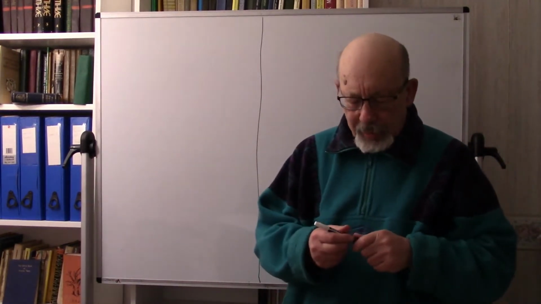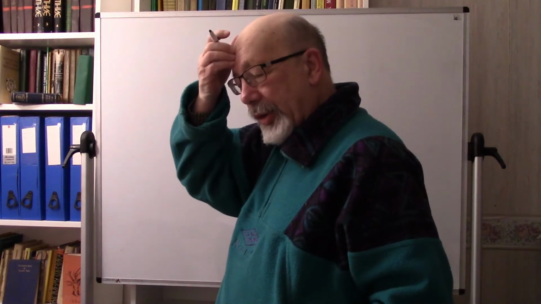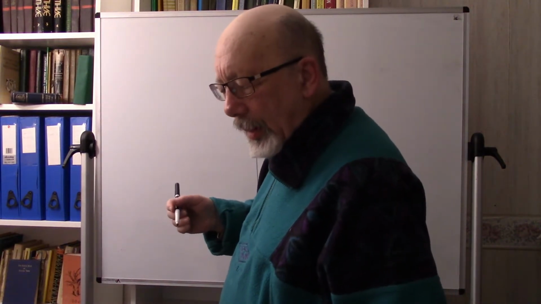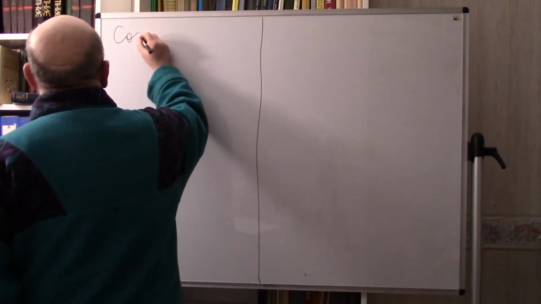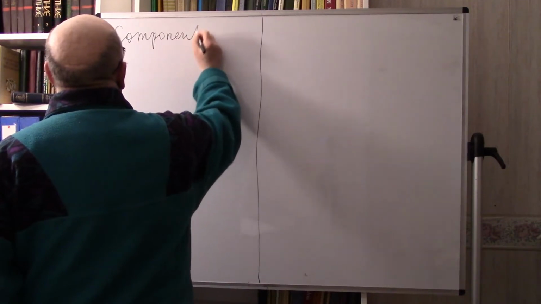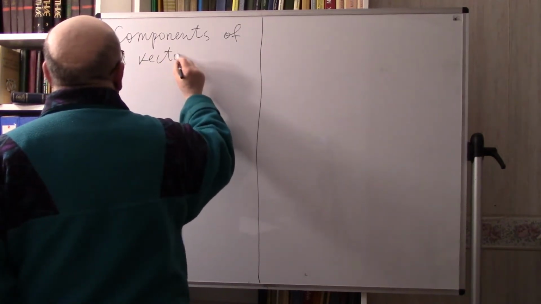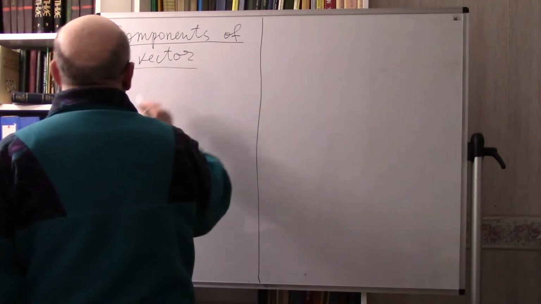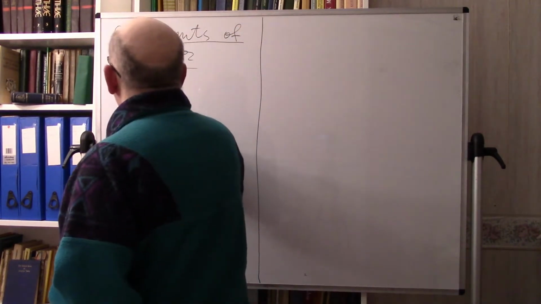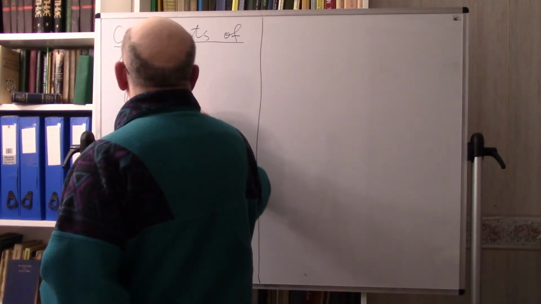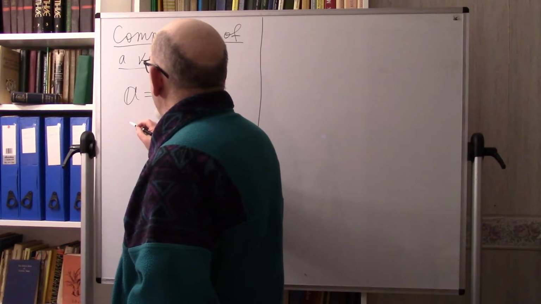Hi. Let's continue our studies about the different operations over the vectors. Now I wanted to consider the following small thing: components of a vector. So consider vectors, say, in the plane. Vector A with components A1, A2. We can find A1, A2 in the following way.